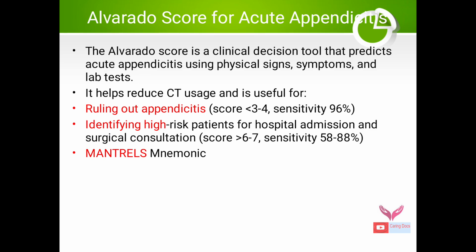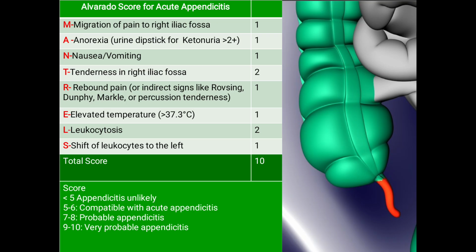The various assessments which we do in this test can be remembered as MANTRELS as a mnemonic. In MANTRELS, M stands for migration of the pain to the right iliac fossa, A stands for anorexia, N is nausea and vomiting, T is tenderness in the right iliac fossa, R is the rebound tenderness or other indirect signs of pain, E is the elevated temperature, L is leukocytosis, and S is shift of the leukocytosis to the left.